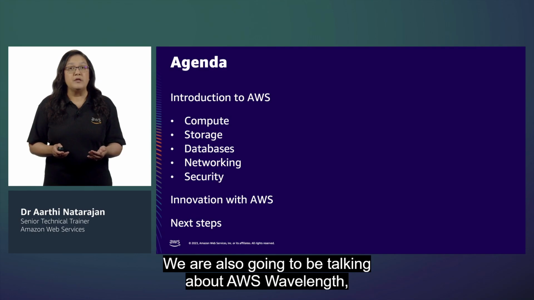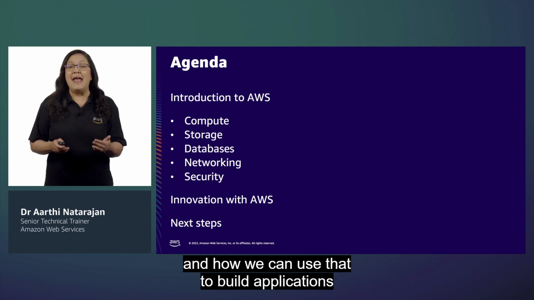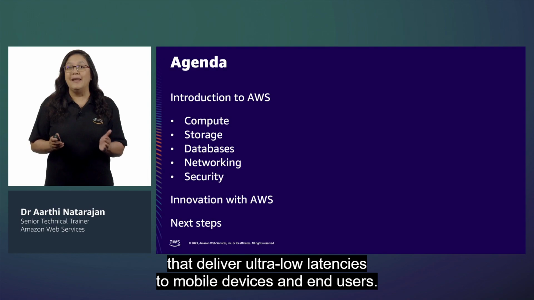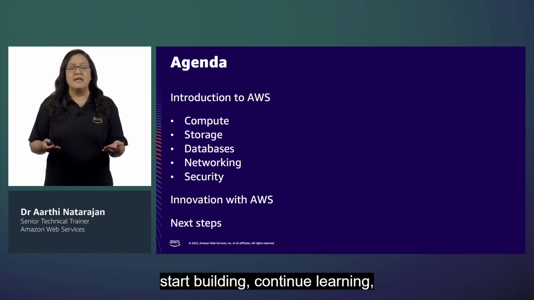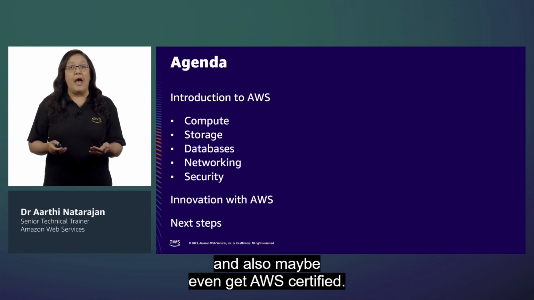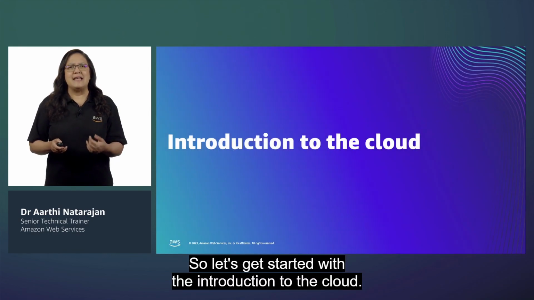We're also going to be talking about AWS Wavelength, a relatively new service that's underpinned by 5G technology, and how we can use that to build applications that deliver ultra-low latencies to mobile devices and end users. At the end of our session today, we will talk about next steps. What you can do to get hands-on, start building, continue learning, and also maybe even get AWS certified. So let's get started with the introduction to the cloud.